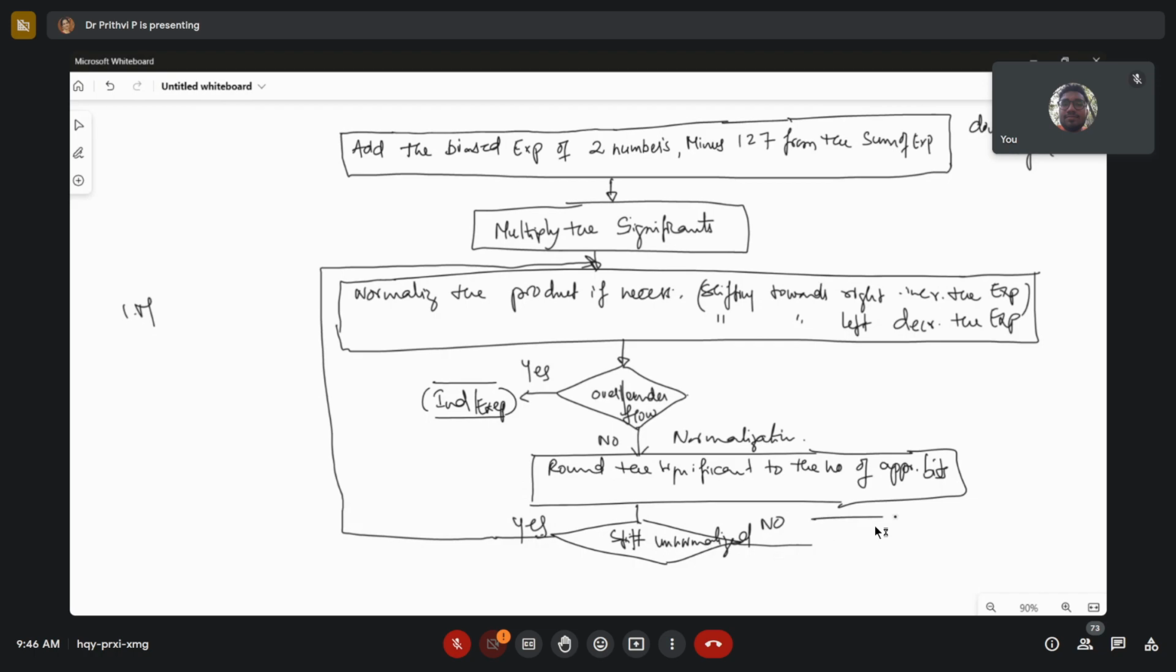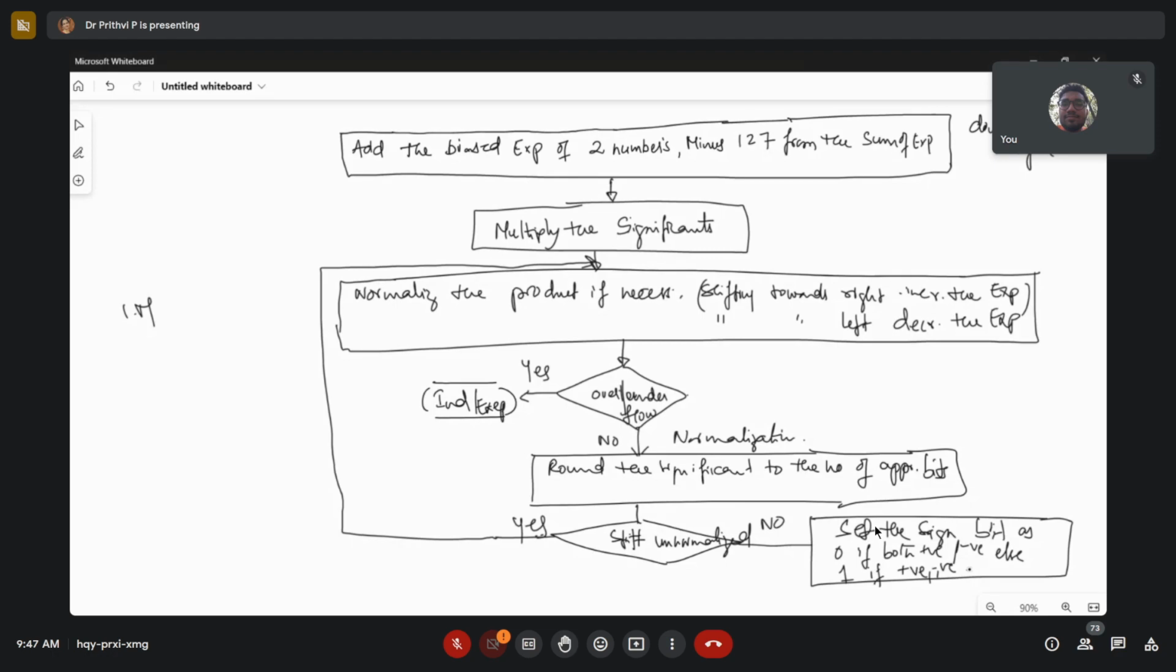Then what is left? We haven't set the sign bit. Set the sign bit, because the sign bit is the last step you can do. Assign the sign bit as 0 if both are positive or both negative, else 1 if a positive number is multiplied with a negative number. That's all. So this is your flow, a simple flow you can say, and this is for multiplication.